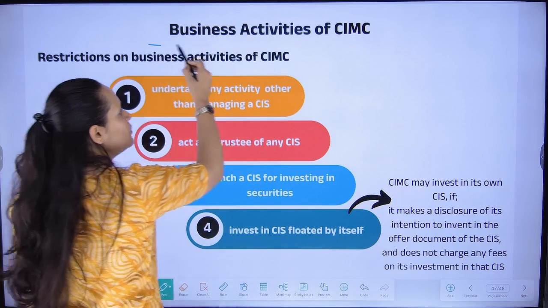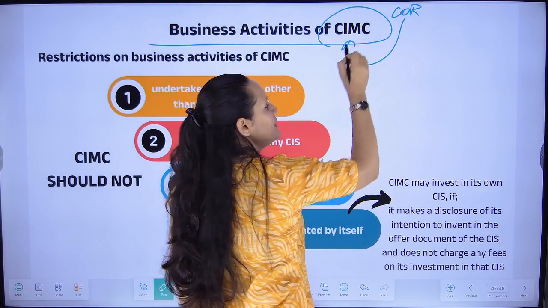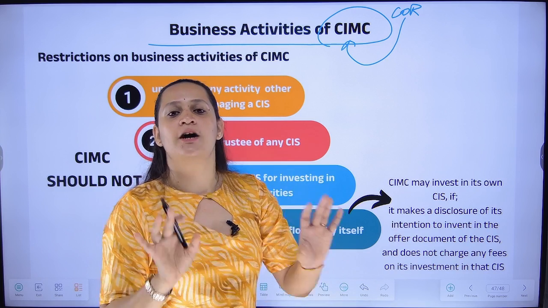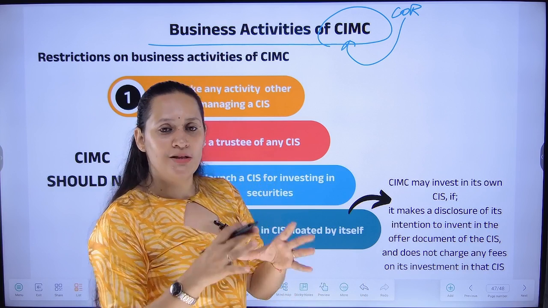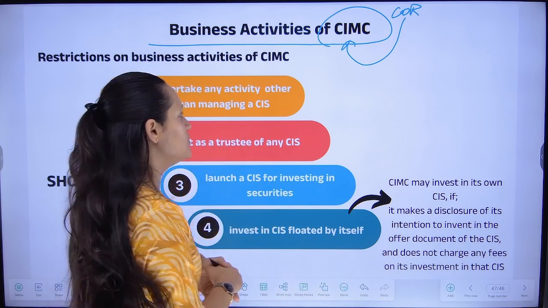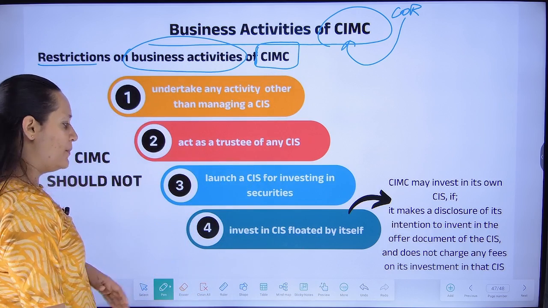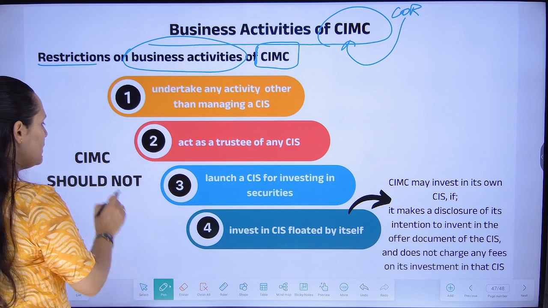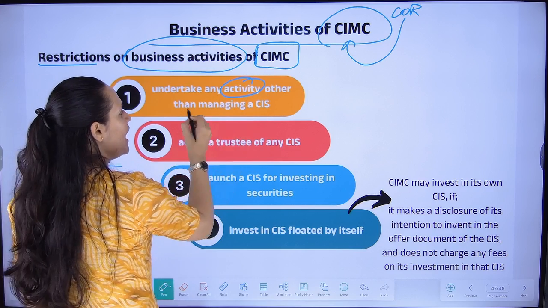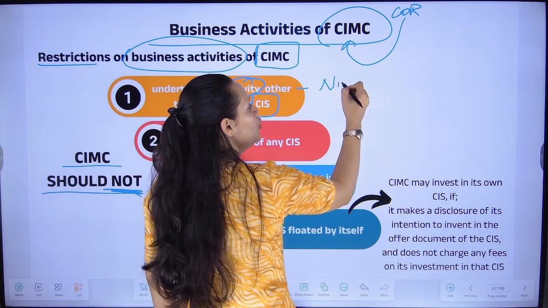Next is the business activities of CIS. Once you have obtained the certificate of registration to operate as a collective investment management company by getting the registration under the CIS regulations, then you can start launching your collective investment scheme. But once you are registered as a collective investment management company, there are certain kind of restrictions that have been imposed on the activities that can be conducted by the collective investment management company. 4 primary restrictions are there. A collective investment management company should not engage in any activity other than managing a collective investment scheme. That means no multitasking.